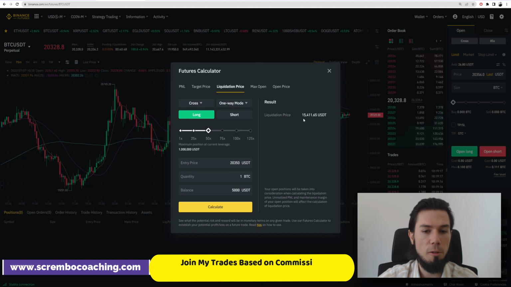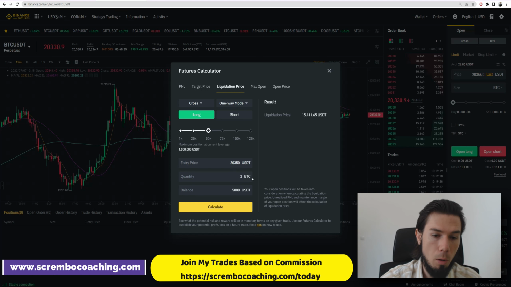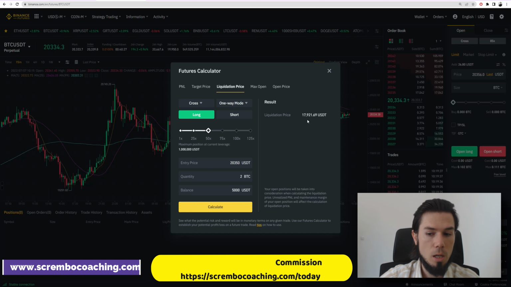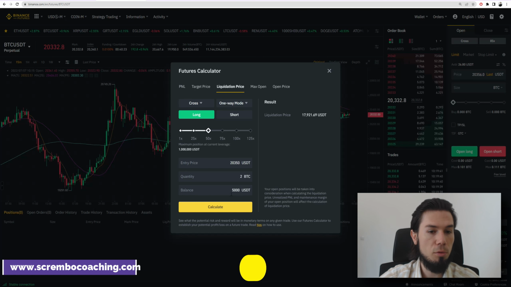Liquidation price is going to appear at 15,411. So a lot closer to us. If we have 5 grand and we open up a position of 1 BTC at 50x leverage, liquidation is going to be close to us. But what if we do 2 Bitcoins? Liquidation is going to be even closer to us, because we are taking much more margin from our size, and then there's going to be tiny money left in our balance, which will not give too much room for the price to go down.